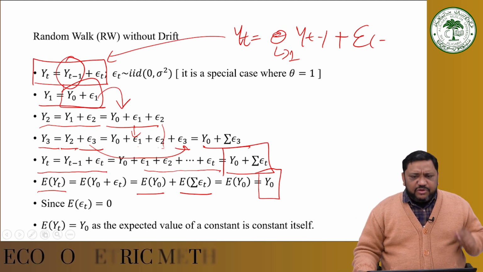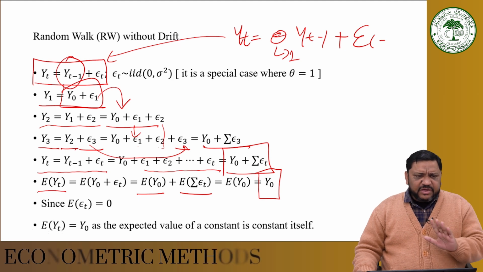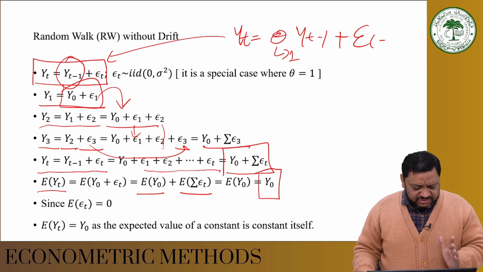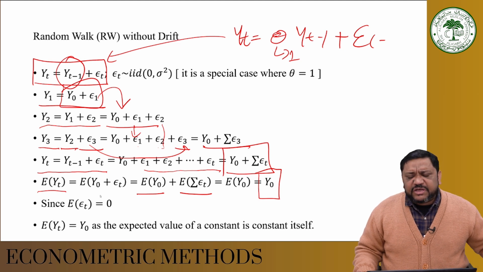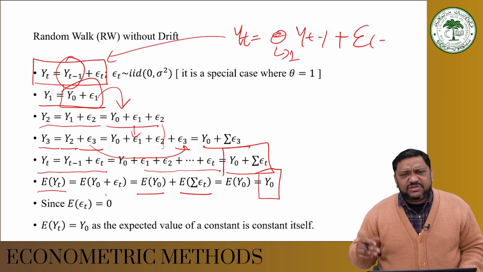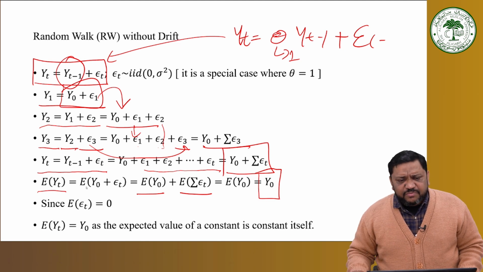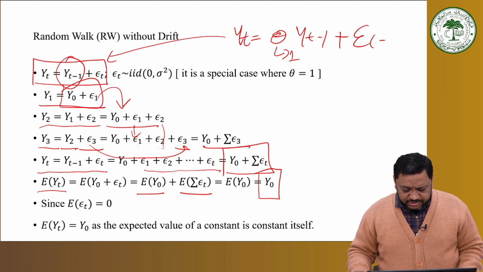So we have just done the mean of it, that is the expected value, and we find that from this we cannot say whether this is stationary or not stationary, because it seems to be constant.